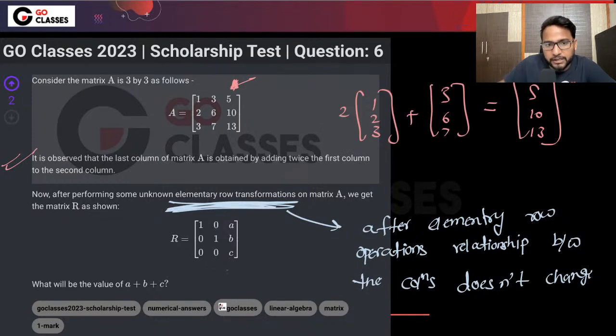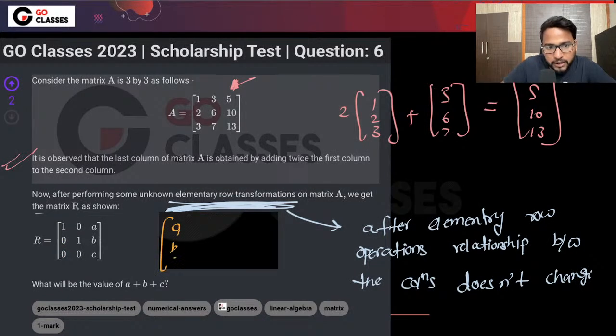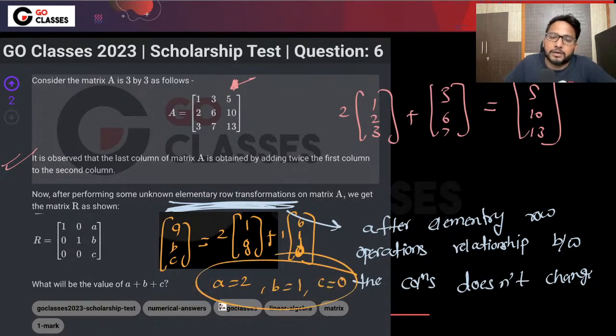Whatever is the earlier relationship, the same relationship will hold here also, which means you can say this ABC can also be treated as 2 into the first column, 1 0 0, plus 1 into the second column, which is 0 1 0. Now if you solve this, A will be 2, B will be 1, C will be 0, right? The relationship between the columns doesn't change. So that's why A plus B plus C is 3. Okay, so that's how you can solve this question.